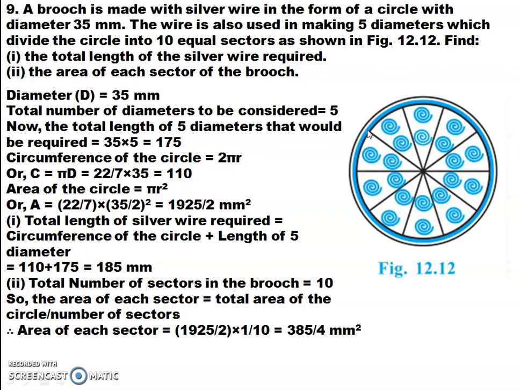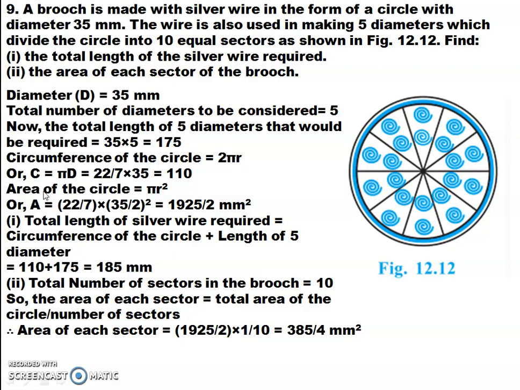Now, area of each sector. Listen here. You have drawn 5 diameters, so how many sectors did you get? 1, 2, 3, 4, 5 diameters are there. If 5 diameters are drawn inside a circle, the circle will be divided into 10 equal parts. So how will you find each sector? Area of the whole circle divided by 10.